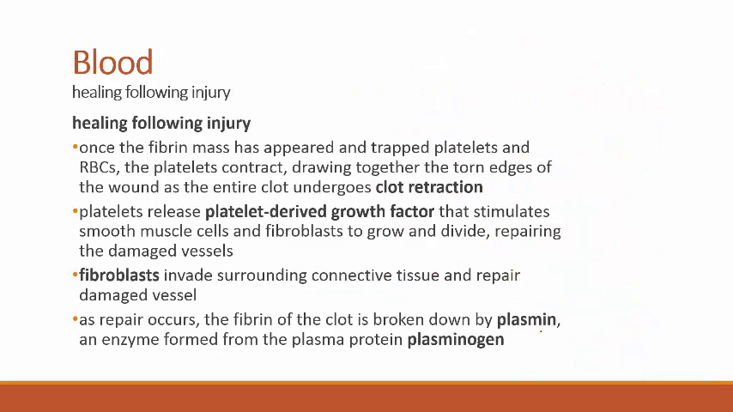Okay, so once we have all of this damage at least stopped, what follows next? Once this fibrin mass has appeared and we've trapped all those platelets and the red blood cells, the platelets then will contract. They become smaller. And this helps to pull together, to bind together the edges of the wound, as that entire clot retracts, becomes smaller, and pulls closed the edges of the wound.